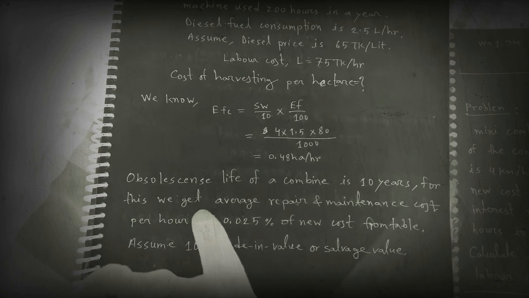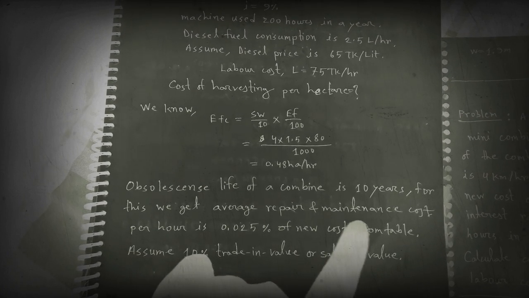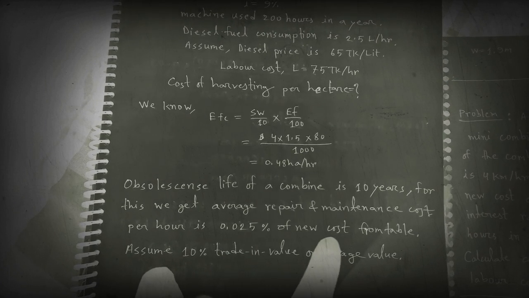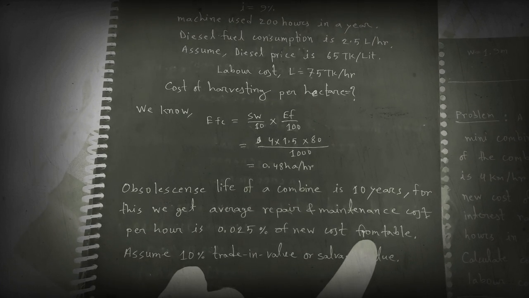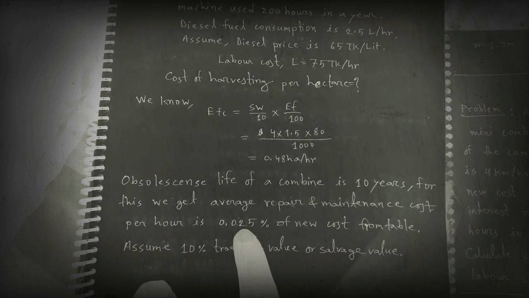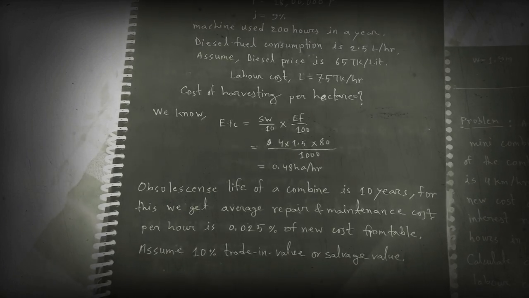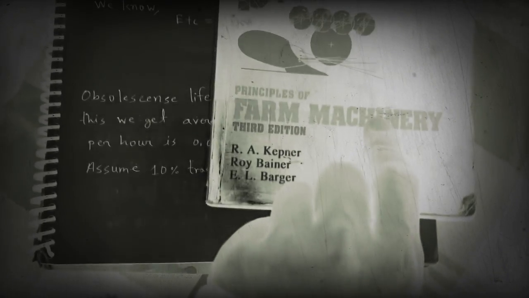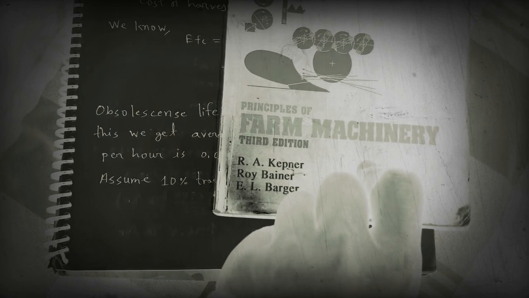For this, we get average repair and maintenance cost per hour is 0.025% of the new cost from table. The value we also get from the book, Principles of Farm Machinery, by R.A. Kepner, Roy Bainer, and A.L. Barger. And here is the value.